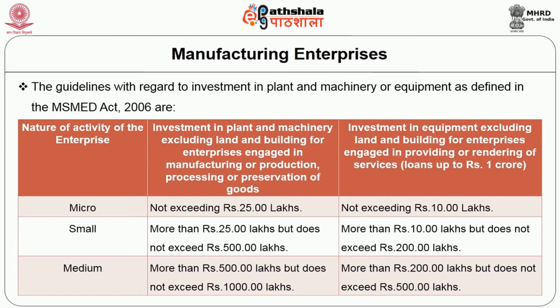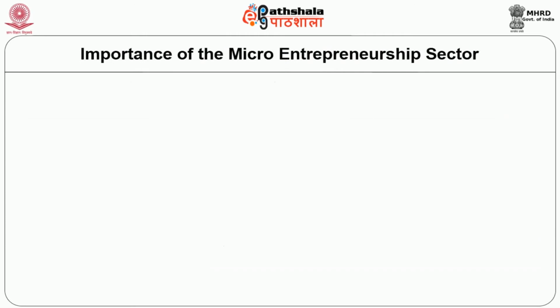The investment in plant and machinery, excluding land and building, for enterprises engaged in manufacturing or production process and preservation of goods, does not exceed rupees 25 lakhs. And the investment in equipment, excluding land and building, for enterprises engaged in providing or rendering services, does not exceed rupees 10 lakhs. The importance of the micro entrepreneurship sector.